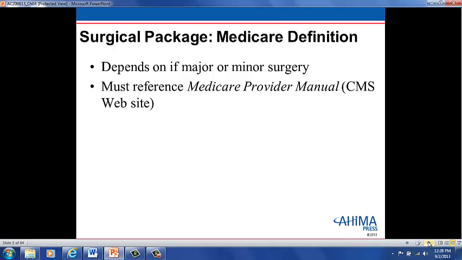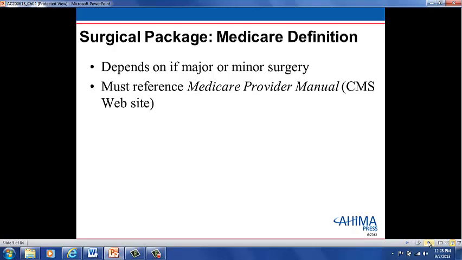The Medicare definition of a surgical package depends on if the surgery is considered major or minor surgery. This information is located in the Medicare Provider Manual located on the CMS website at cms.gov. For example, a major operation may carry a large number of days in which follow-up care would be included, such as 30 or 90 days. These are called global periods. Conversely, a small service, such as a laceration repair, may carry 0 to 10 days.